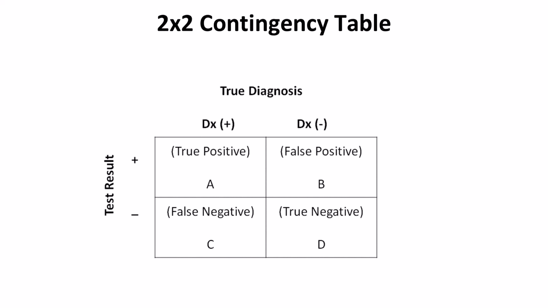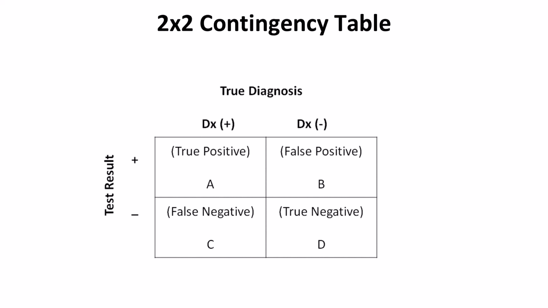To start off, let's look at a 2x2 contingency table. Kind of similar to what we saw when we were looking at risks versus odds. However, this time it's a little bit different. This 2x2 grid has on the top true diagnosis. That means the person really has this problem. Underneath that it says DX is diagnosis positive and diagnosis negative. The diagnosis positive are people who actually have the diagnosis in that column. The diagnosis negative are the people who don't have that diagnosis.